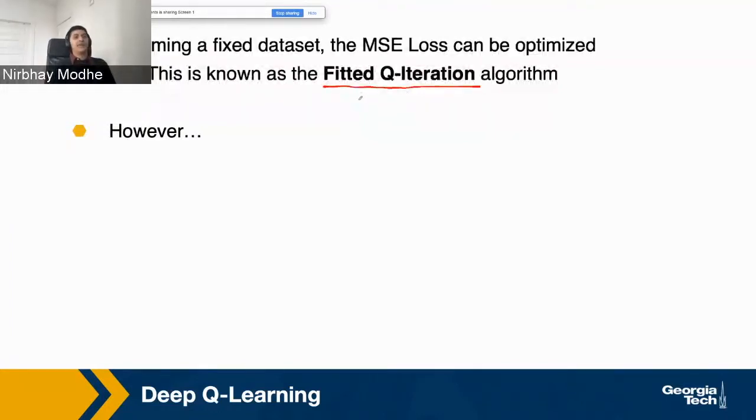But now let's get to the second question we want to ask when we look at any RL algorithm. The second question is, how do we get the data in the first place? So let me see if there's any question first.